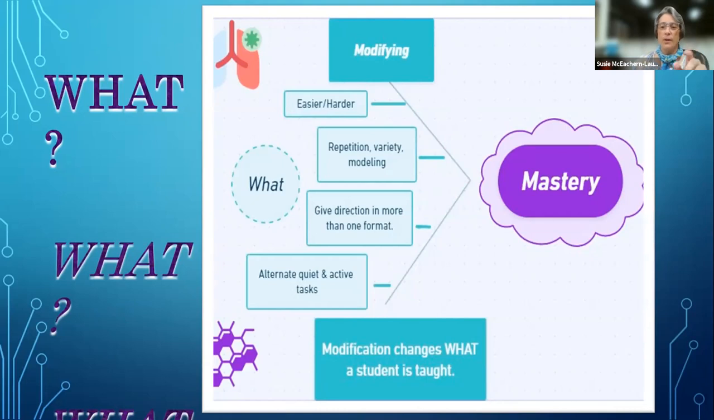So if you give a direction, if you say, okay, we are going to go to the lab and we're going to do a blood draw on a mannequin. If you give that direction only verbally, what percentage of the students are you going to reach? It depends on the makeup of the students. But a modification to your teaching style, something you need to think about, is you always need to give a direction in two forms.